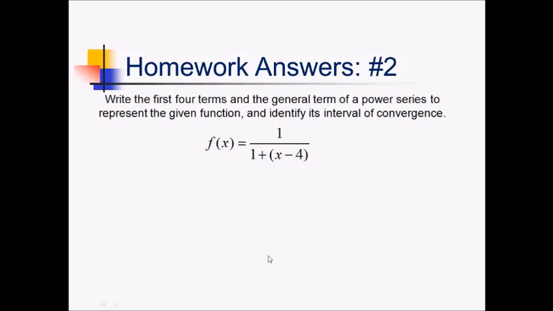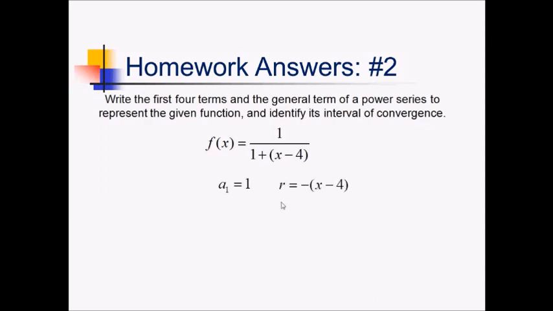For this problem, I want the first four terms and general term of a power series that represents this function, and then the interval of convergence. Let's start by getting the A1 and the R values. For A1, I have whatever's in the numerator here, so 1 in this case. And for the R value, I have whatever's being subtracted from 1 in the denominator. So in this case, since we have a plus x minus 4 down here, that means that negative parentheses x minus 4 is our common ratio.